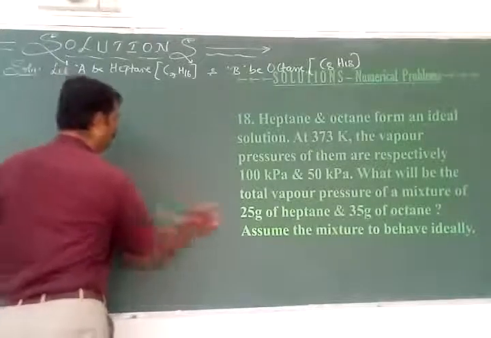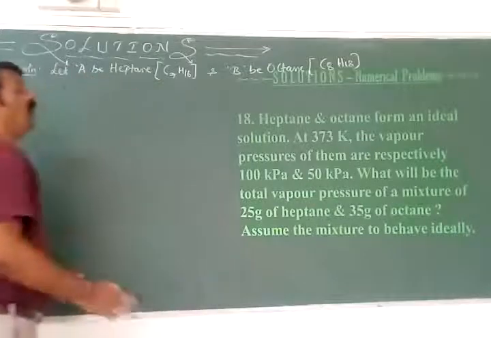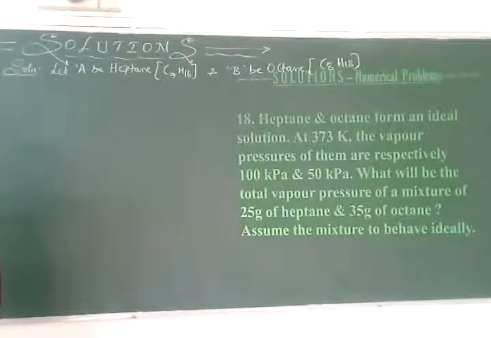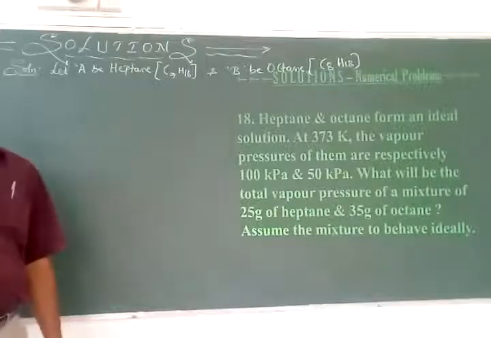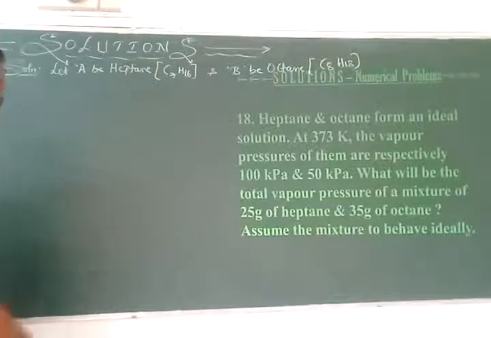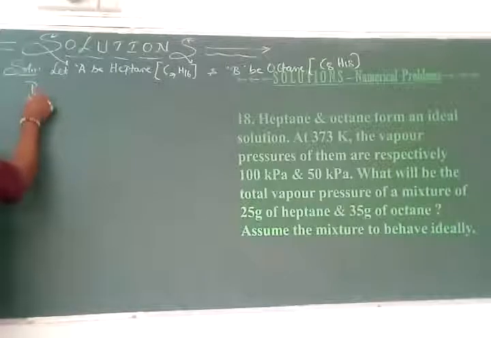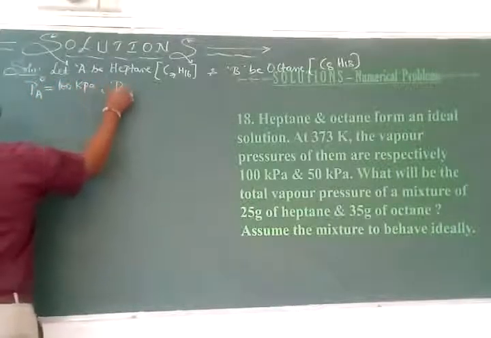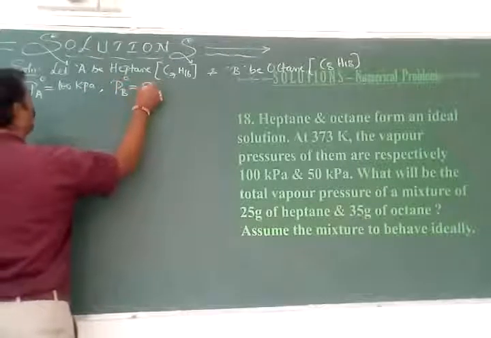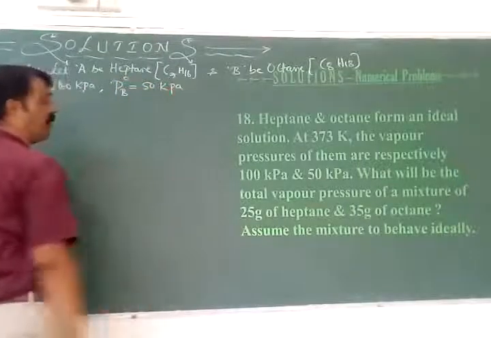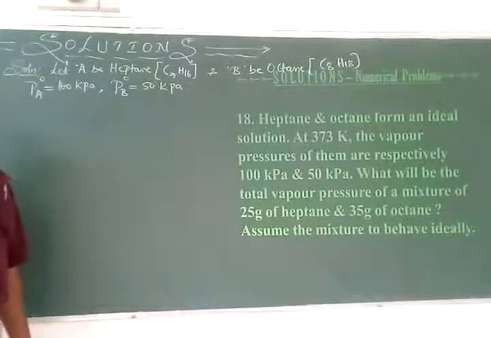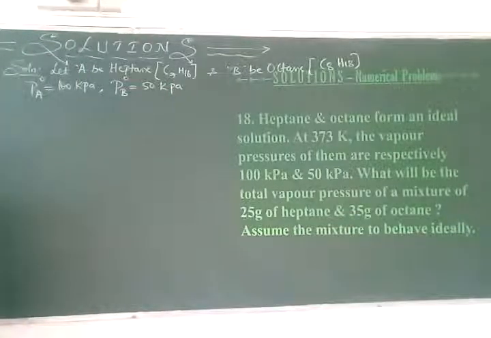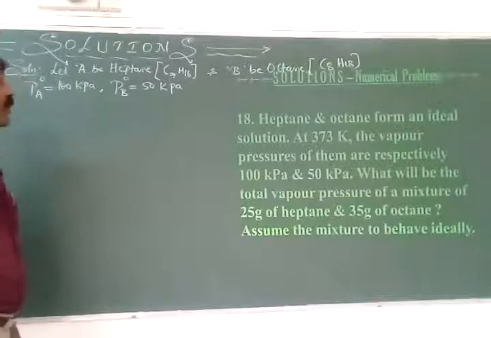Now, at 373 Kelvin, the vapor pressures of them are respectively PA naught equal to 100 kilopascals and PB naught equal to 50 kilopascals. What are PA naught and PB naught? They are the individual vapor pressures of A and B. What is A here? Heptane. And B is octane. Therefore, PA naught is 100 kilopascals and PB naught is 50 kilopascals.